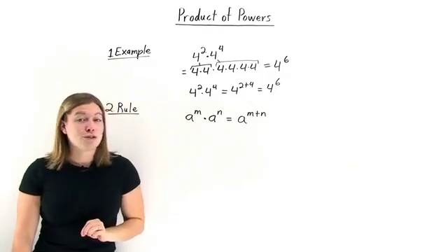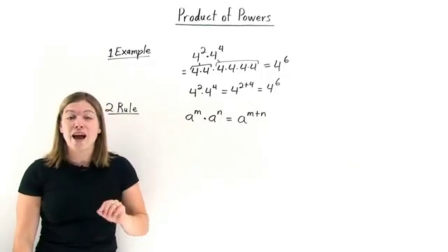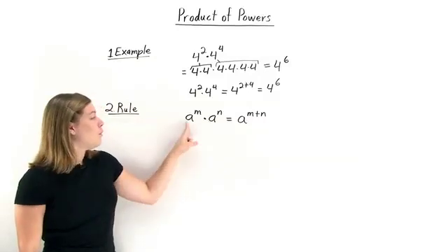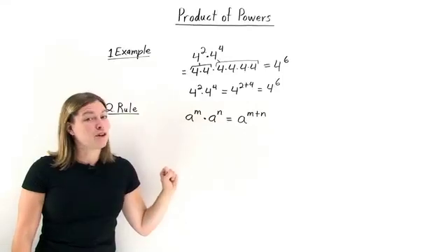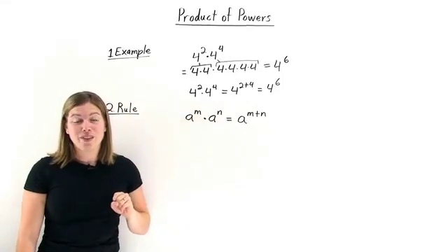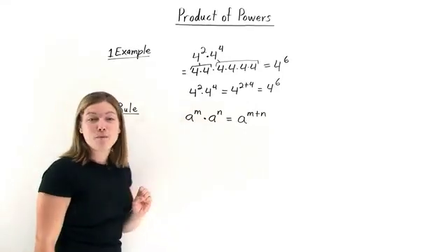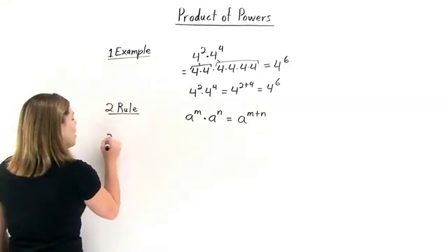Now, in order to use the product of powers rule, we must have like bases. So this base must be the same as this base. If they're different, we cannot use this rule. Now that we've seen the product of powers rule, let's take another example.